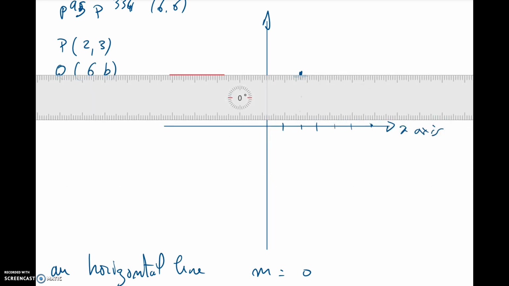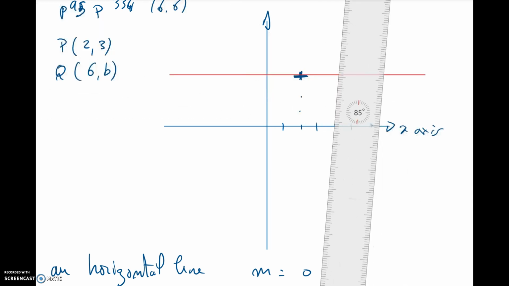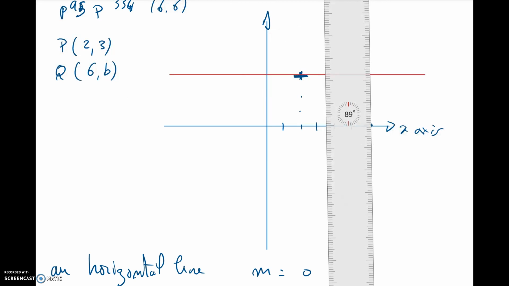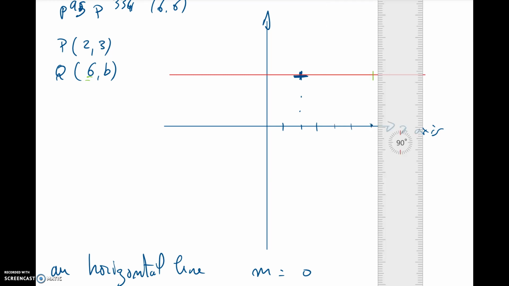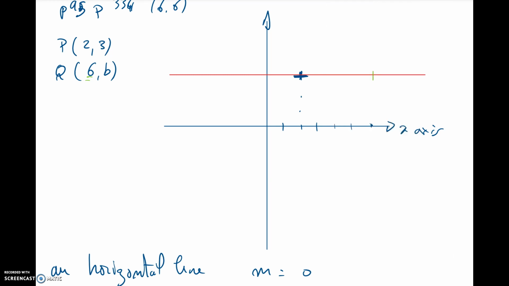Therefore, I know right away that my point with x equals 6 will have to be, to be horizontal, right here. My point should be here. And what is the value of y? Right now, my y is 3. It has to be 3.